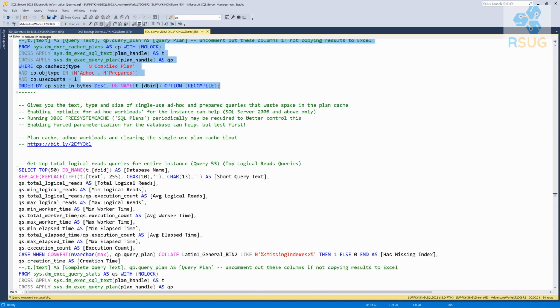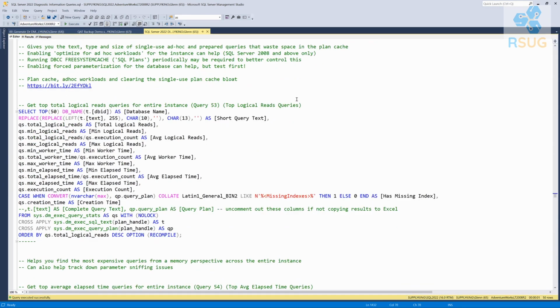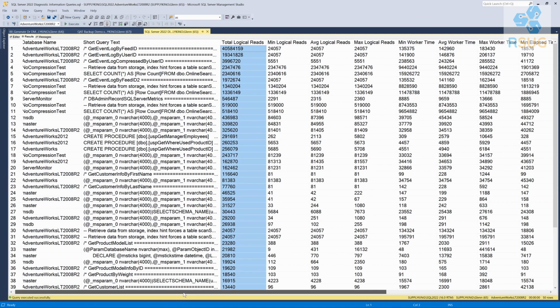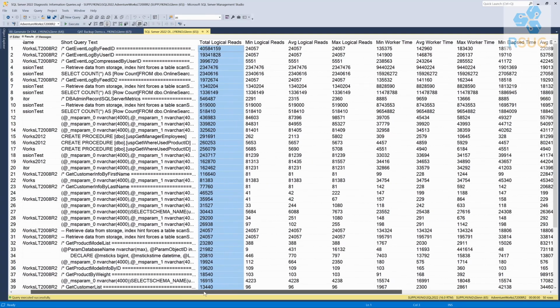All right, the next one in this little set: if you feel like you're under memory pressure, look for the top logical reads queries across the entire instance. Again, it shows you the database name and the query text, and it's ordered by logical reads. It means it's finding stuff in memory, but it's having to do a lot of scanning through your buffer pool to find it, and it's causing memory pressure.